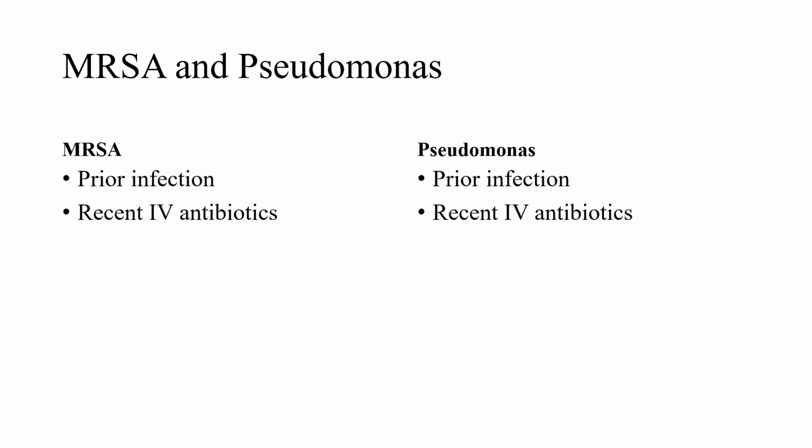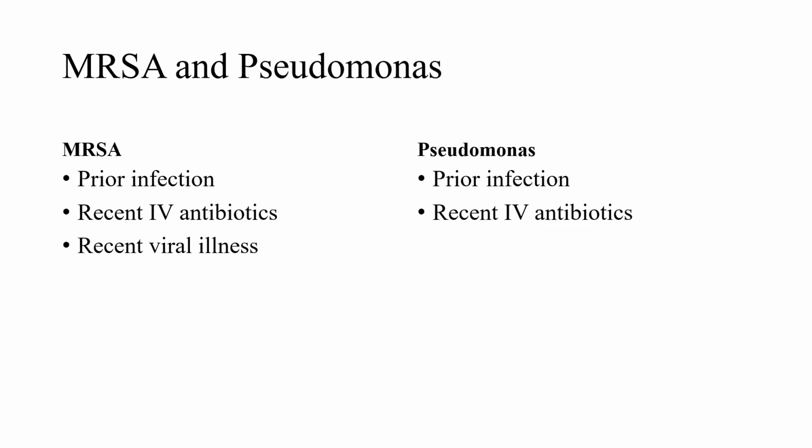The next is, have they had recent IV antibiotics? And recent usually means in the past 3 months. So the past 90 days, if they've had IV antibiotics, regardless of what they were, that can be a risk factor for developing MRSA or Pseudomonas because these are more resistant pathogens.